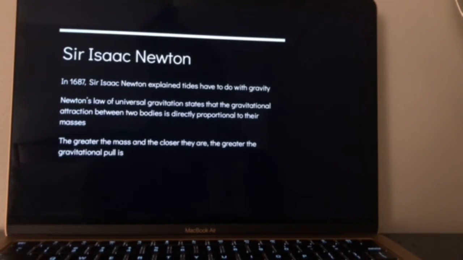Sir Isaac Newton. In 1687, Sir Isaac Newton explained tides have to do with gravity. Newton's law of universal gravitation states that the gravitational attraction between two bodies is directly proportional to their masses. The greater the mass and the closer they are, the greater the gravitational pull is.